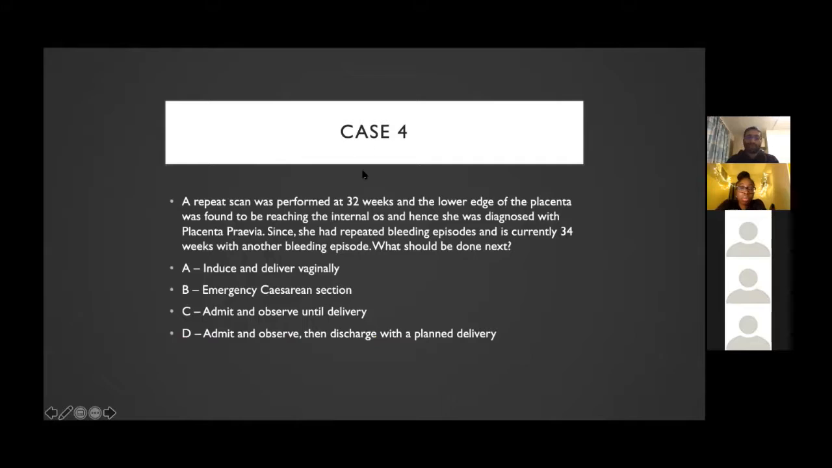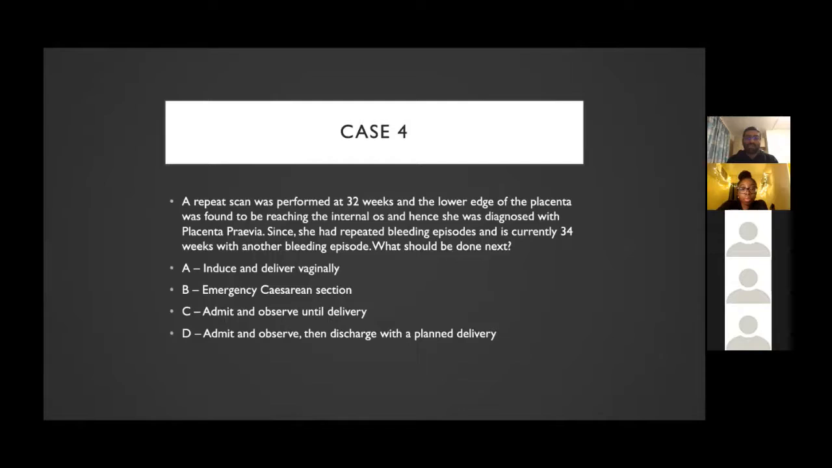So a repeat scan was performed at 32 weeks and the lower edge of the placenta was found to be reaching the internal os. Hence, she was diagnosed with placenta previa. Since then, she's had repeated bleeding episodes and is currently 34 weeks with another bleeding episode. So she's basically had multiple bleeding episodes apart from the initial one, and now is having one, and she's 34 weeks. She's in MAU, the maternity assessment unit. What should be done next?